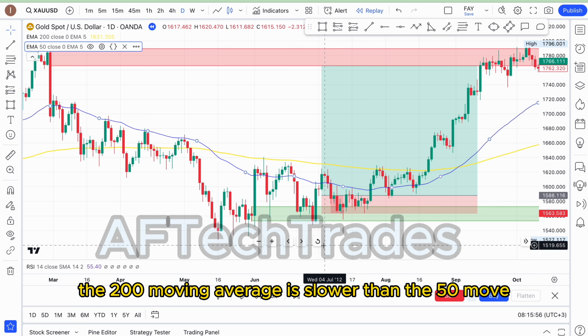You can mark this region as your supply zone. You can mark across different instruments, not only forex, even bitcoin, whatever it is. But in forex, not only the gold currency pair, it can be Euro, USD, GBP, anything. It works across all currency pairs. So you mark this as your supply zone here.